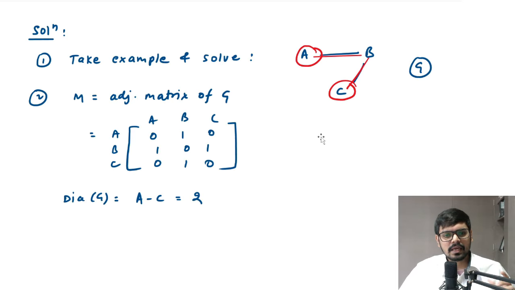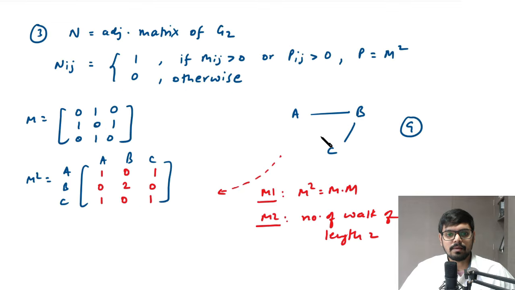That is time taking. In the GATE exam, we do not have that much time. So in a GATE exam, you have to be smart enough, cautious enough that you save time. So how to save time? M square you can develop by using the concept of number of walks of length 2.